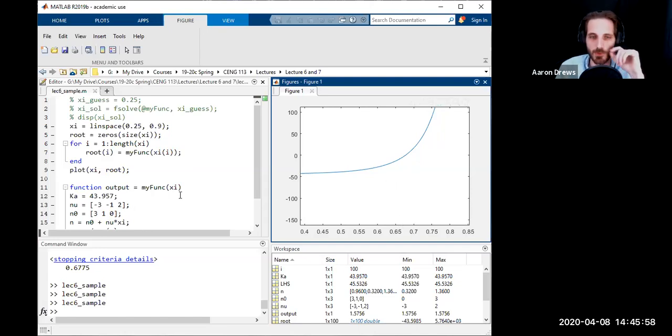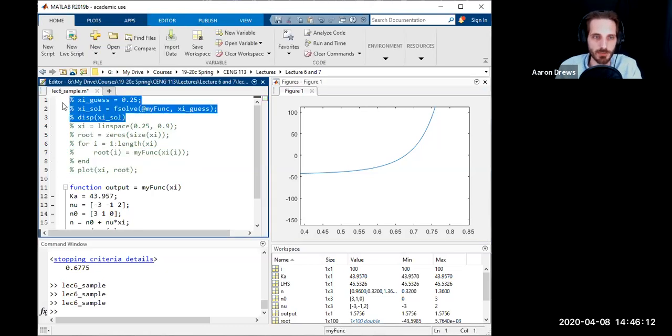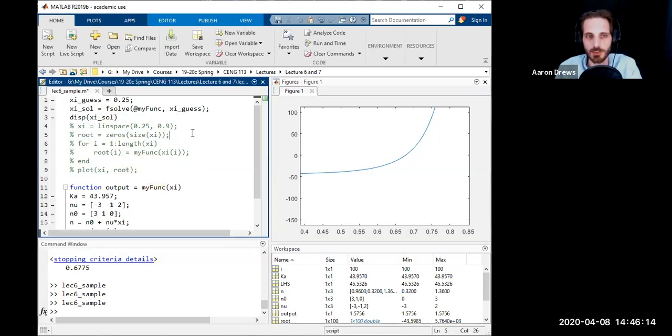I can use the same function to plot it. Once I have that, this would give me an initial guess of like 0.65, something like that, and then I could use my fsolve in the same way that I did before. But if I just wanted to solve it, that would be this particular portion.